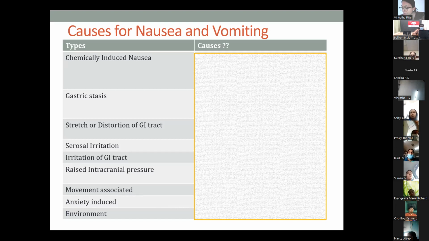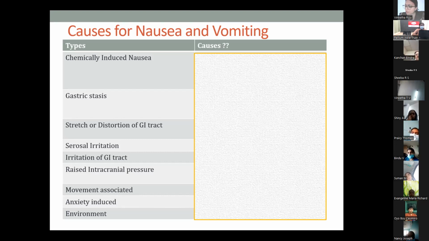Again, serosal irritation can cause nausea and vomiting. An example is ureteric obstruction. When there are kidney stones passing through the ureter, the patient has typical severe abdominal pain during the passing of that stone, and vomiting also. So that can also cause it.